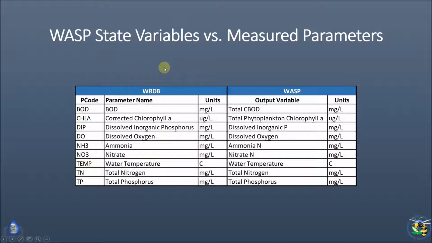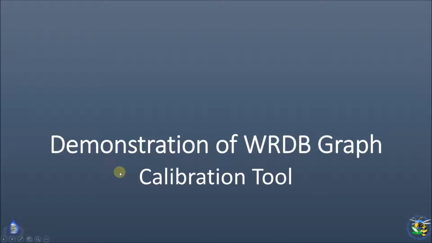The next thing is you need to be able to pair WRDB parameter codes, or P codes, to WASP output names. So in our case here, we're going to be pairing these parameter codes from the WRDB database to these output variables that come out of WASP. So this is pretty much verbatim how they work. Next, I'm just going to demonstrate using WRDB Graph to set up a calibration tool that we'll be able to use over and over and over again.